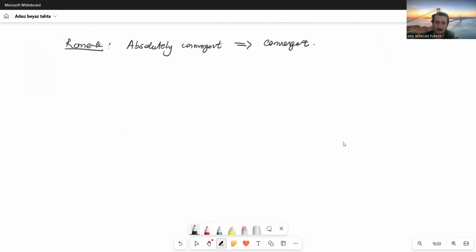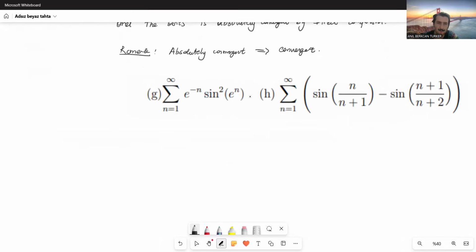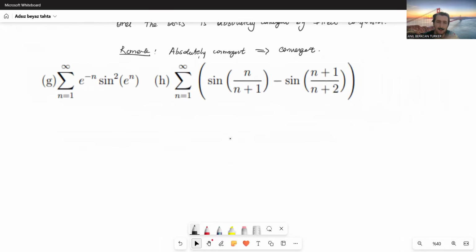Let me take two at a time. Maybe one is too few. Let me solve G. So you can rewrite this series, let me call it S. We can rewrite this series as sine square n over e to the power n.